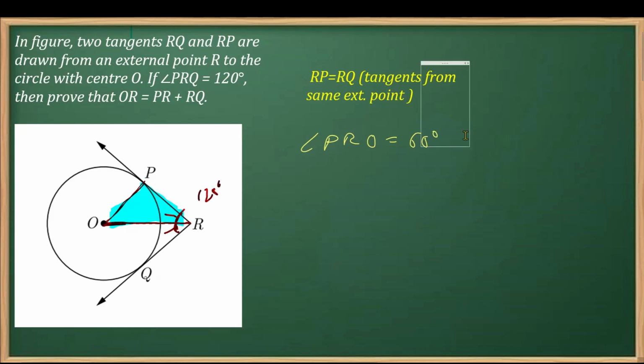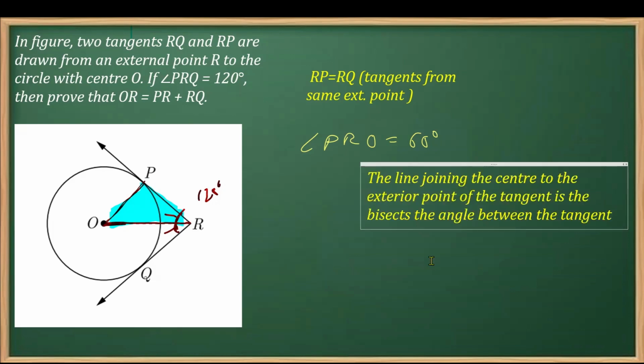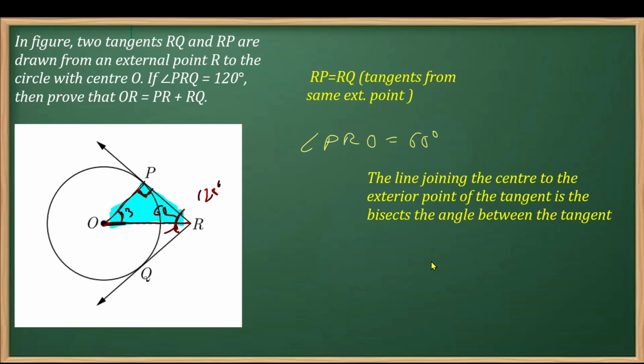And the reason I should write down over here is that the line joining the center to the exterior point of the tangents bisects the angle between the tangents. And we know that the radius is perpendicular to the tangent at the point of contact. So this angle is 90. This is 60. So by applying the angle sum property, we can say this angle will be 30 degrees.